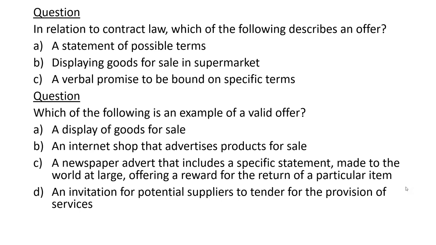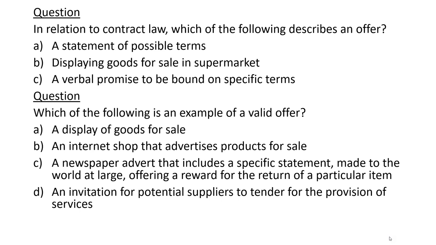A display of goods for sale, that is an invitation to treat, not an offer. An internet shop that advertises products for sale, that is still an invitation to treat. A newspaper advert that includes a specific statement made to the world at large, offering a reward for the return of a particular item. And D, an invitation for potential suppliers to tender for the provision of services. So option C is the correct one.